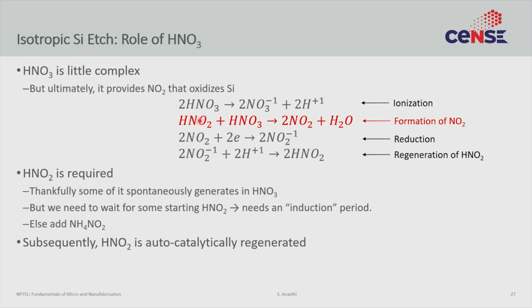So where does the HNO2 come from? Maybe the first molecule comes because of impurity or because of random perturbations, but even once one molecule forms, after that, the mechanism itself generates its own HNO2 to further catalyze itself.